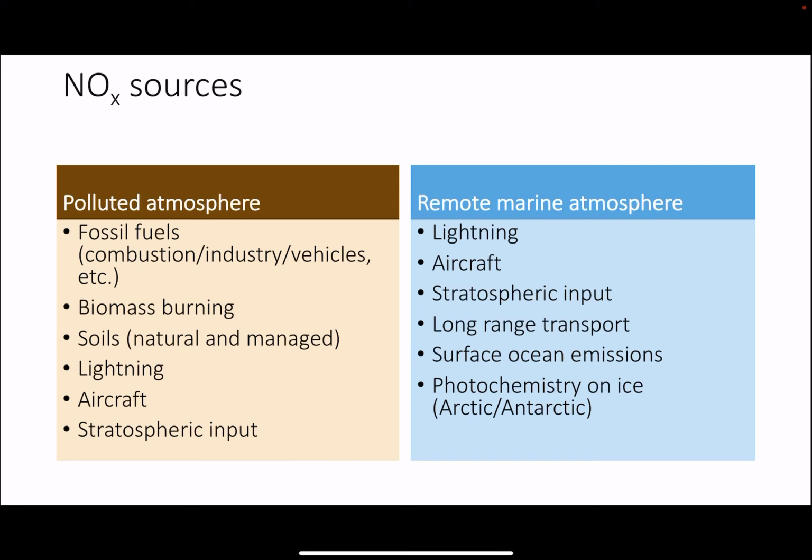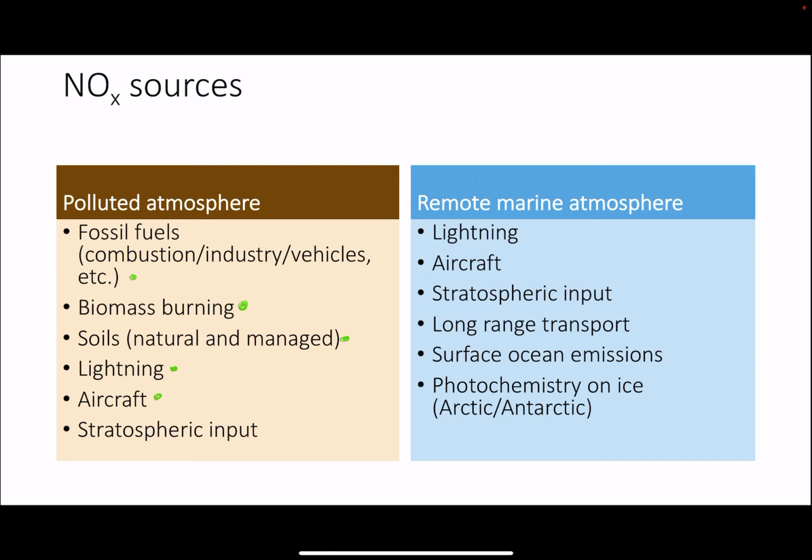So in a polluted atmosphere, somewhere like the city of Cape Town or in the Highveld, you're going to have primarily NOx from fossil fuels, so from combustion, industry, and vehicles. You might have some biomass burning. This can also include domestic burning, so burning for heat. You're going to have NOx from soils, both natural and managed, meaning from fertilizer added to soils and then just from regular soils. You're always going to have a lightning signal, although that does vary latitudinally, and it's actually quite high at mid-latitudes.